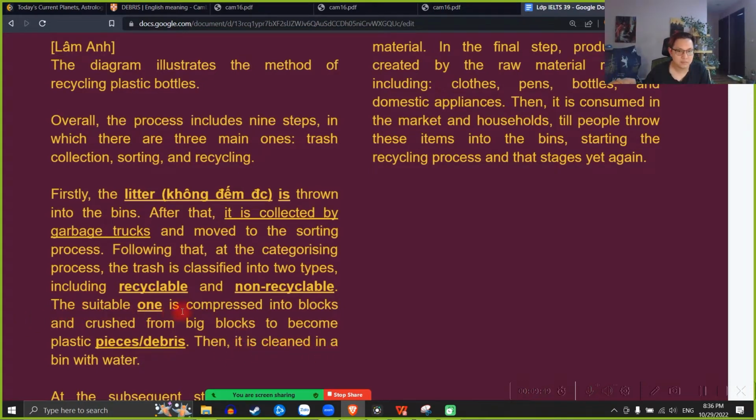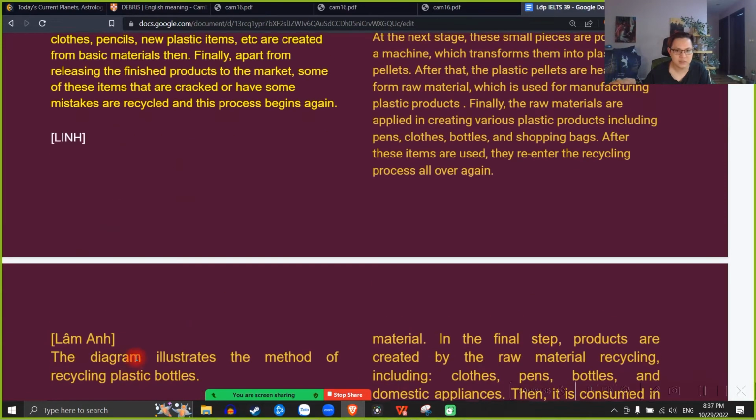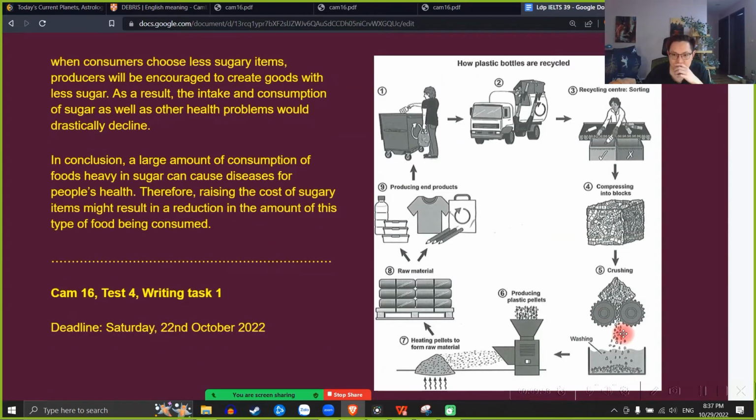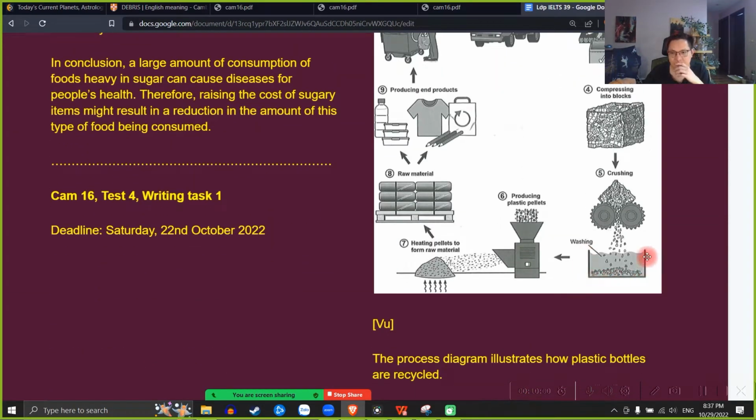Then it is clean in a bin with water. Được rửa trong một cái thùng với nước hả? Really? I think you're not sure it's a bin or not, right? It's just một cái bể đó. It's like a pool, right? I don't think it's a bin. Thầy không nghĩ đây là một cái bin, là một cái thùng rác đâu. Nó là một cái bể đúng không? I think it's a pool more than a bin, I think.